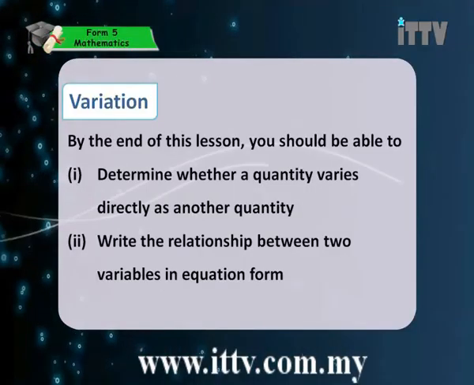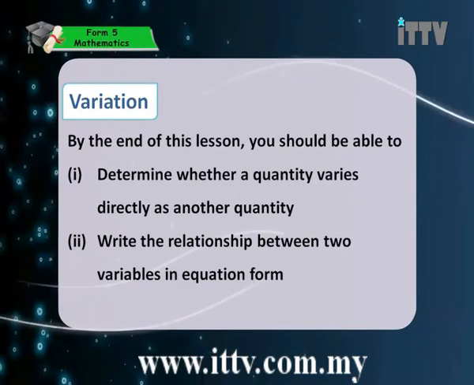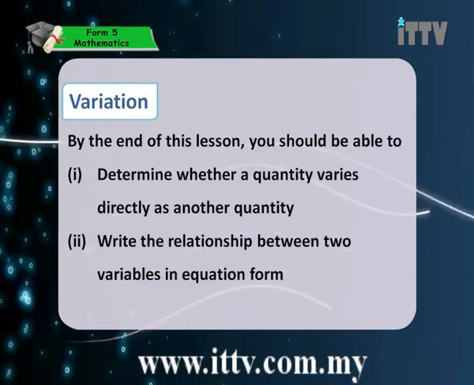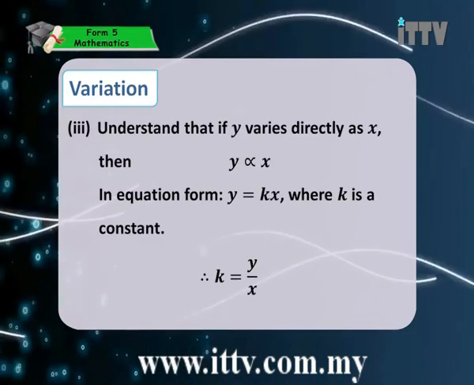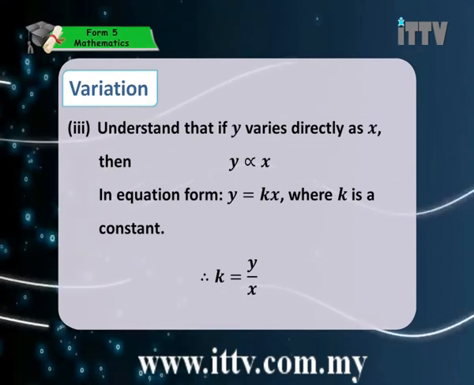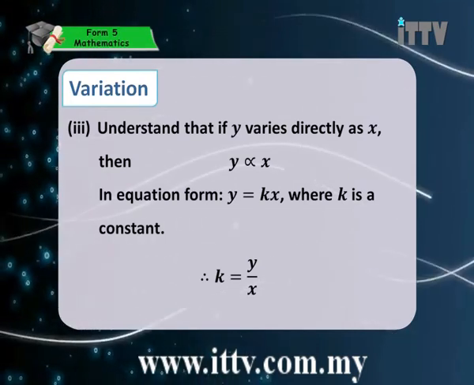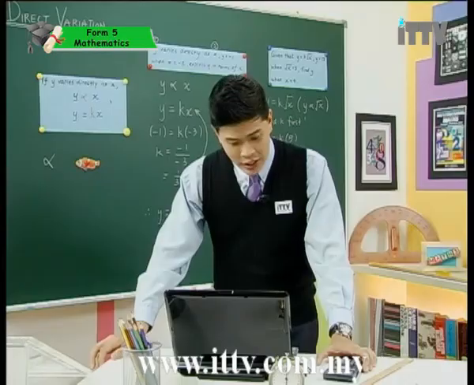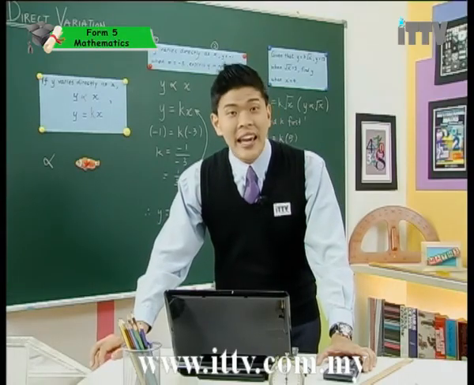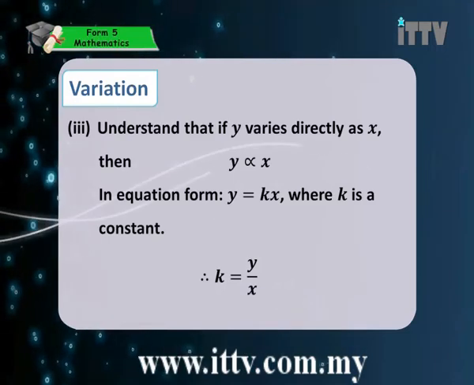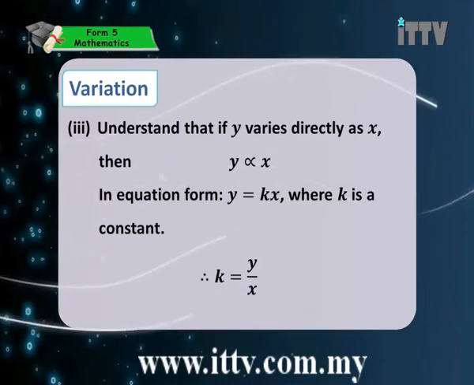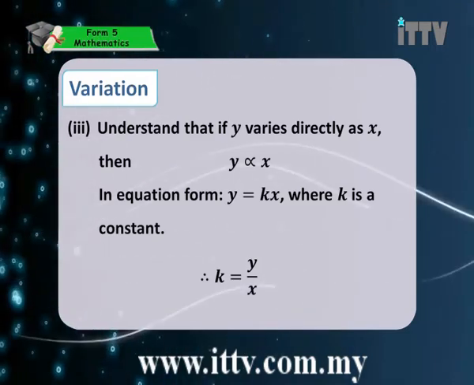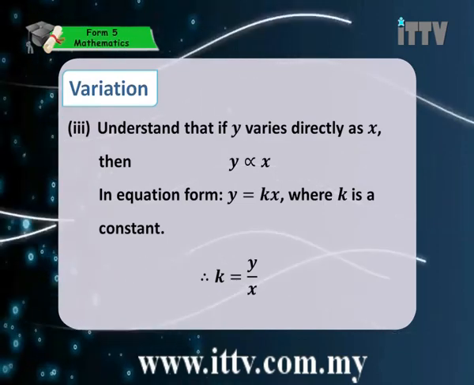2. Write the relationship between two variables in equation form, don't forget. And then 3, understand that if y varies directly as x, then very importantly, y varies as x. In equation form, y equals kx, where k is a constant. Therefore, k equals y over x.